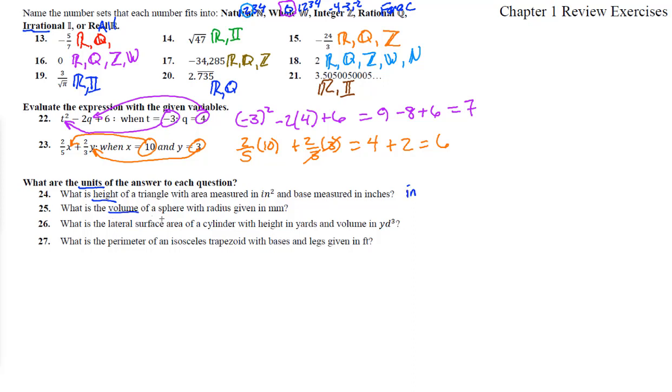What is volume of a sphere with radius given in millimeters? It's going to be millimeters. Volume is a three-dimensional object, so it'll be millimeters cubed. Cubic millimeters. What is the lateral surface area? Notice we're doing area of a cylinder, and the height's in yards and the volume's in yards cubed, so it'll be yards, but area is two-dimensional, yards squared. What is the perimeter of an isosceles trapezoid with bases and legs given in feet? Well, perimeter is a one-dimensional object where you're adding up the number of feet around there, so it is indeed feet. Excellent.